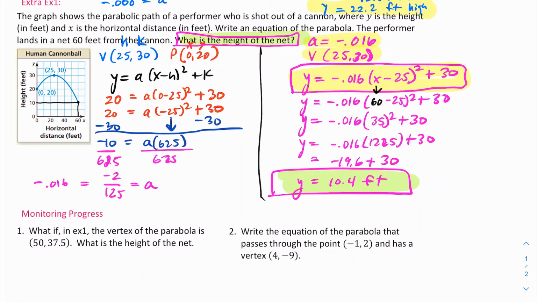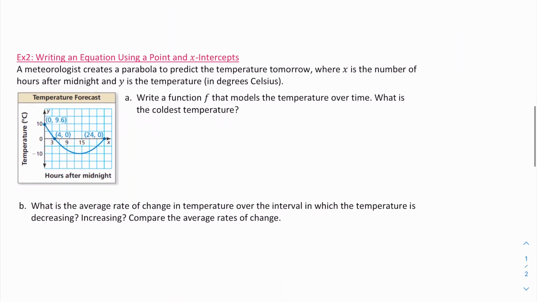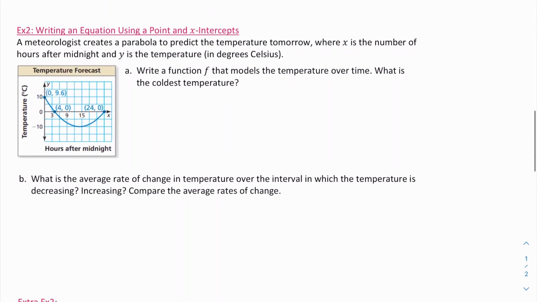All right, so we're going to skip around a little bit, and we're going to go ahead and go to example 2. And this is going to be the last one that we're going to do here. In this case, we're not given a vertex, but we are given the two x-intercepts. Those x-intercepts are at (4, 0) and at (24, 0). And in this case, you could tell the a value is going to be positive.